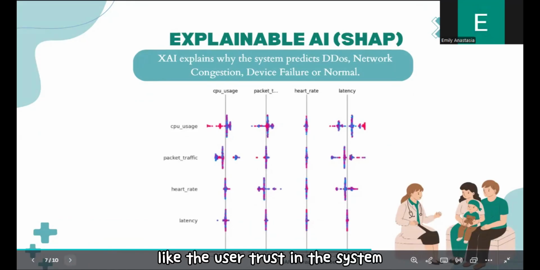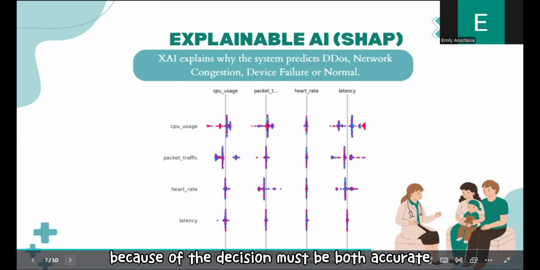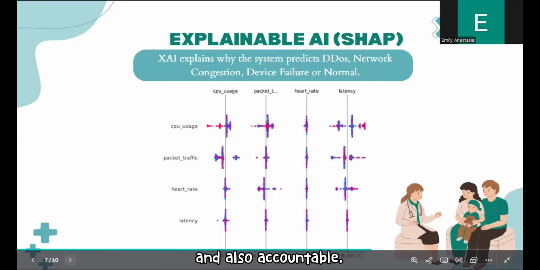This transparency improves user trust in the system, and it allows healthcare professionals to better understand the reasoning behind each prediction. In healthcare applications, this explainability is especially important because the decision must be both accurate and also accountable.